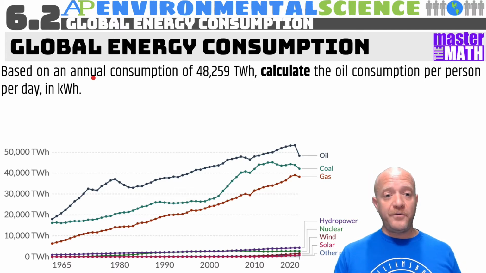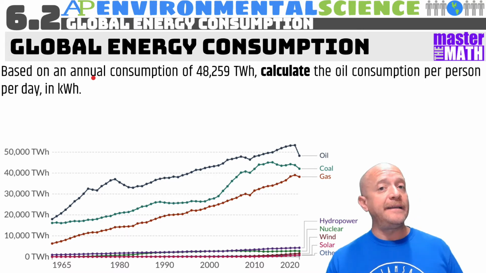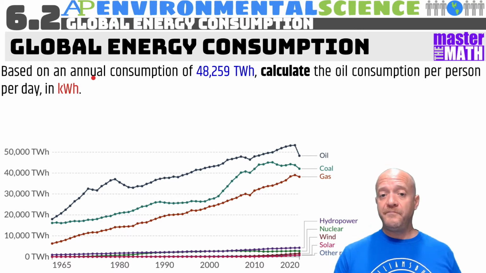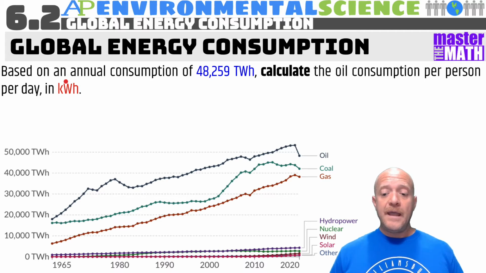So I'm going to go through and annotate this and find my given and find my unknown. My given is the value of terawatt hours. My unknown is kilowatt hours, but it's also per person per day. But really, I want the kilowatt hours. So when I get kilowatt hours, I know that I'm completed and I'm done with my math.